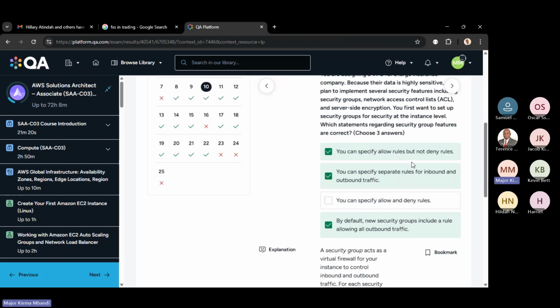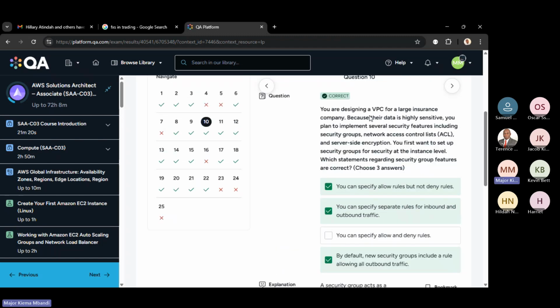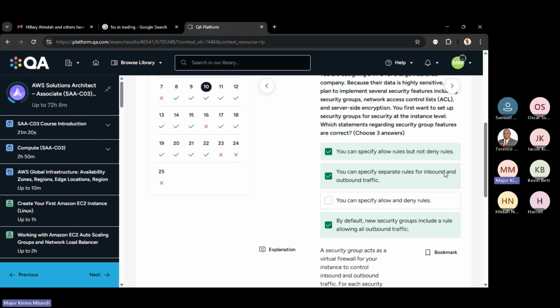Number 10, let me read this one. We're designing a VPC for a large insurance company. Because their data is highly sensitive, you plan to implement several security features, including security groups, NACLs, and server-side encryption. You first want to set up security groups for security at the instance level. Which statement regarding security group features is correct? The correct one is that you need to specify allow rules, not deny. Security groups don't support deny rules.